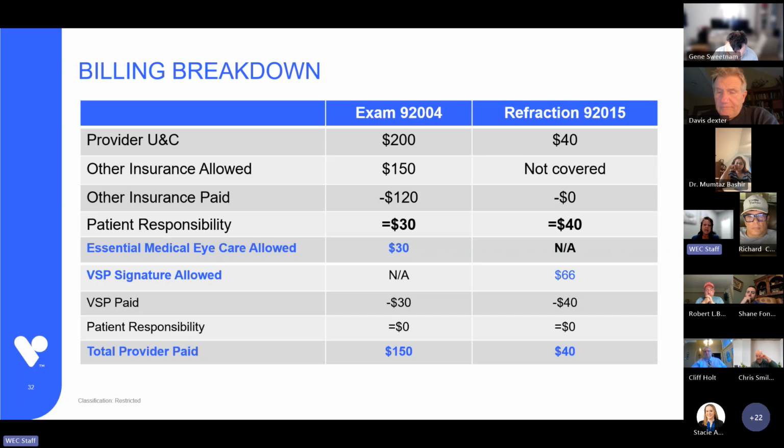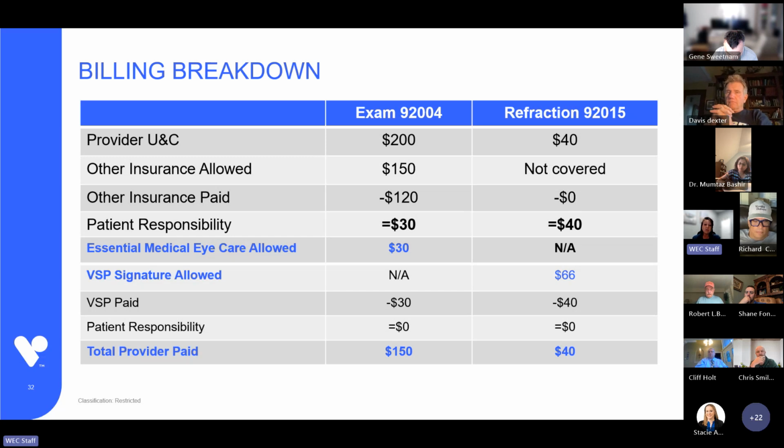So now the patient has a zero copay altogether, because everything's going to be eaten up by Essential Medical Eye Care and the VSP Signature Plan. Again, your reimbursement is $190, your patient's out of pocket is zero. So it is amazing. Very happy patient, very happy doctor.